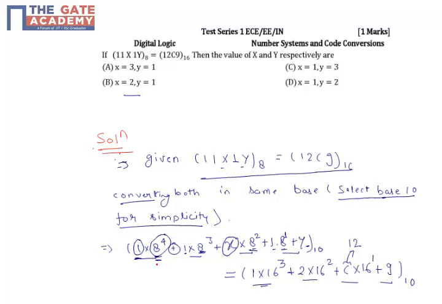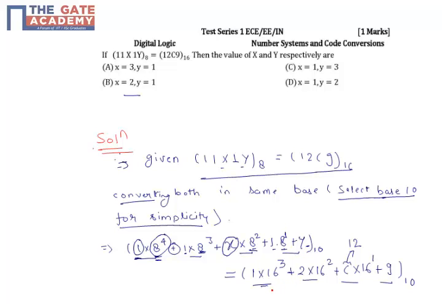That's what I have done here. So what we got is 1 into 8 raised to power 4 plus 1 into 8 raised to power 3 plus x into 8 raised to power 2 plus 1 into 8 raised to power 1 plus y into 8 raised to power 0. Now as we know, 8 raised to power 0 is equal to 1, and y into 1 is always going to be equal to y. That's why I haven't written it here. And x and y are our variables whose values we have to find out.